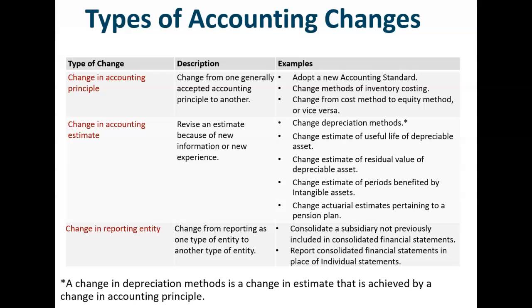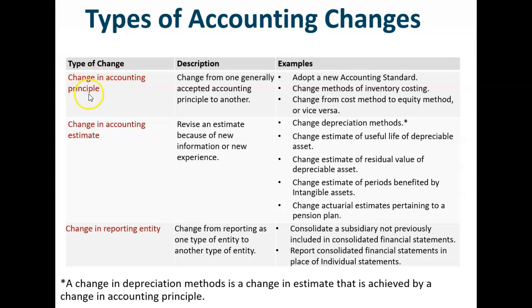Illustration 20-1 in your textbook shows the types of accounting changes. This is an important illustration and should be flagged for future reference. As shown in the illustration, accounting changes fall into one of three categories: change in accounting principle, change in accounting estimate, or change in reporting entity. Let's look at those a little more closely.